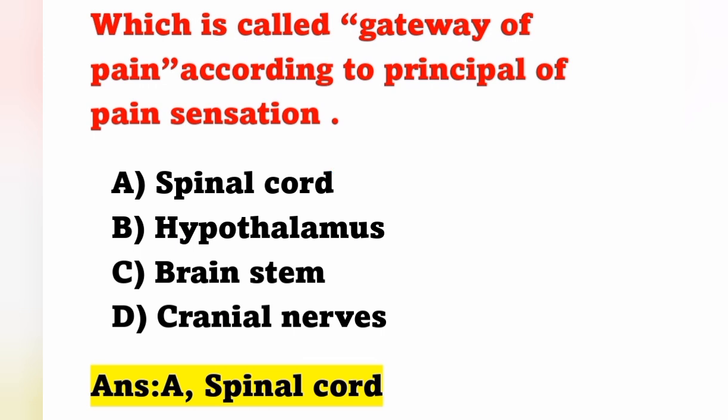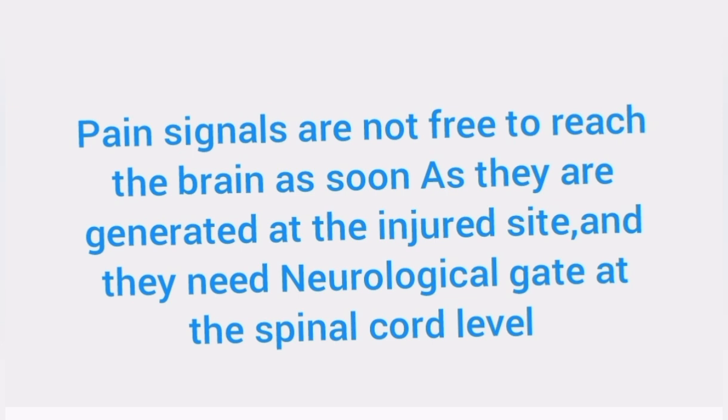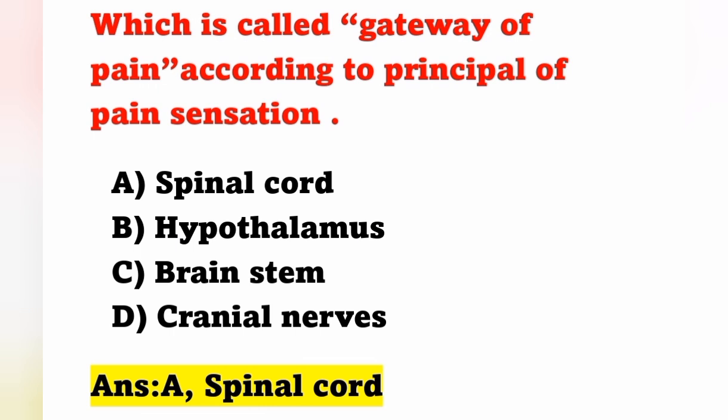According to the gate control theory of pain, the pain signals are not free to reach the brain as soon as they are generated at the injured site. So what the theory says is, the pain which is formed at the injury site does not immediately reach the brain. They need some neurological gate. The pain which is formed at the injury site needs some help to go to the brain. They are the neurological gate, formed at the level of spinal cord. So the correct answer is spinal cord.